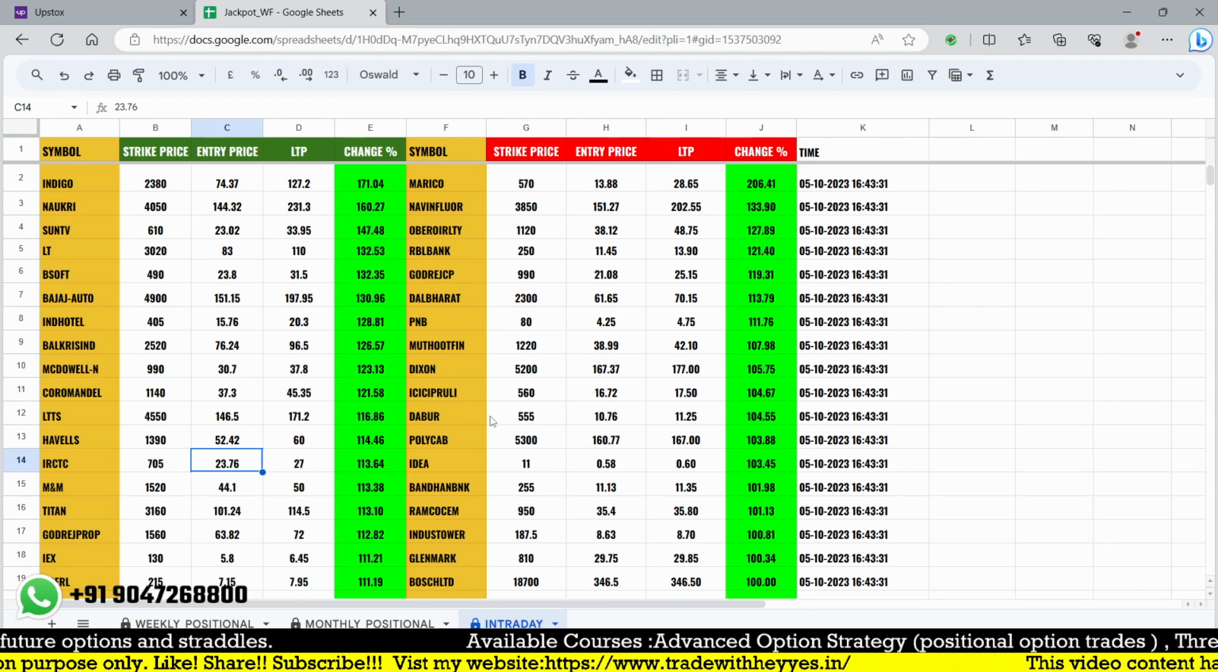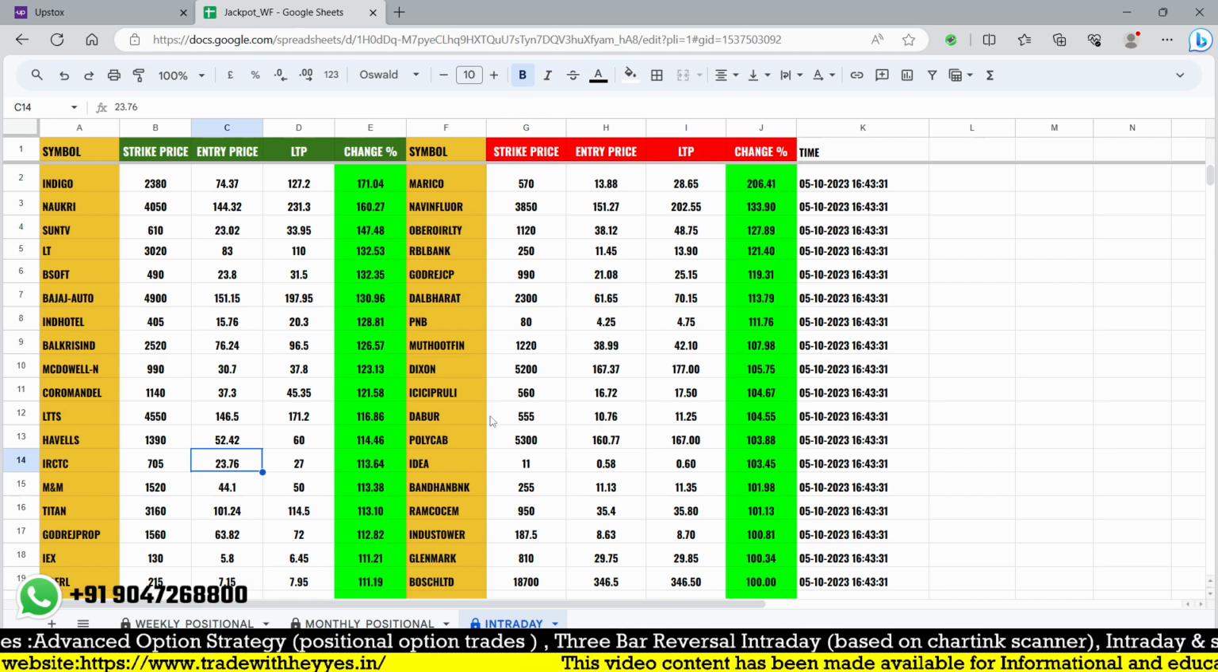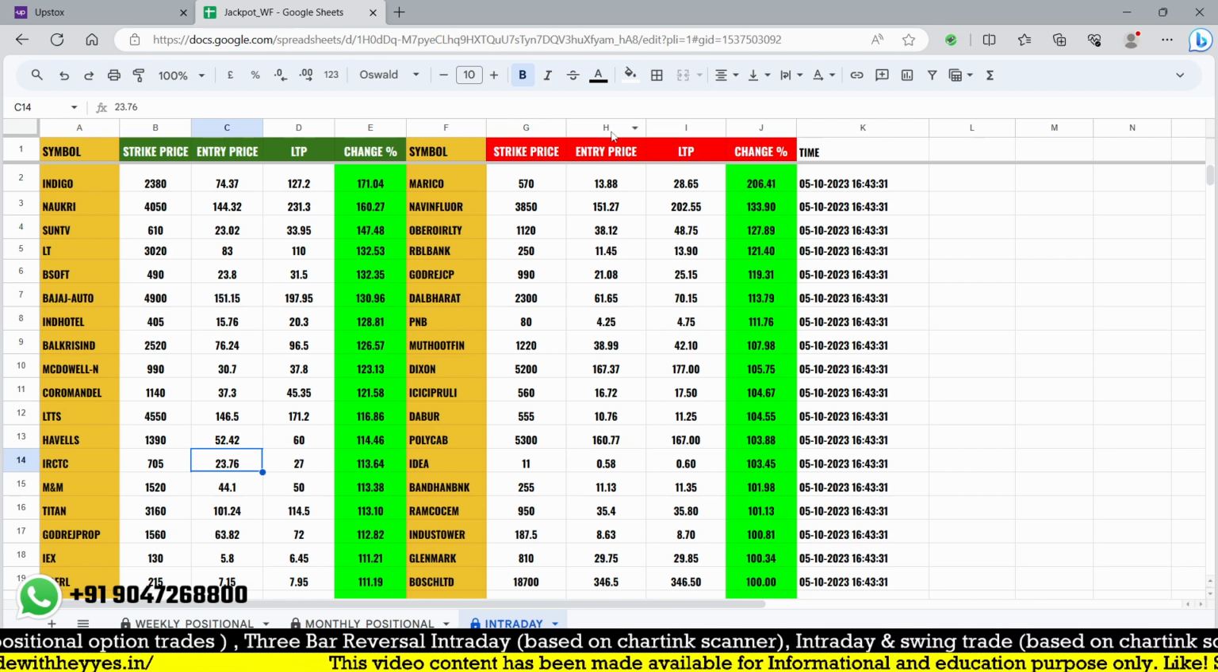Every day the sheet is going to be updated. When the market is bullish, you can focus on the call side. When the market is bearish, you can focus on the put side.